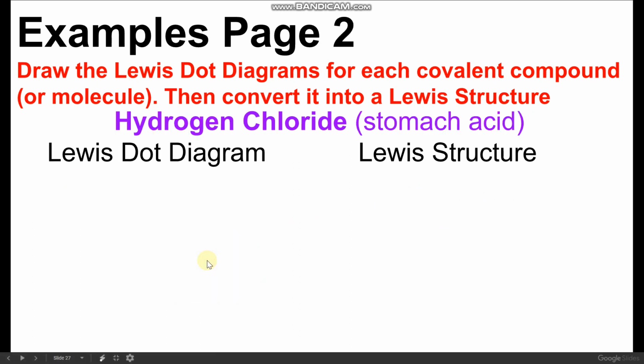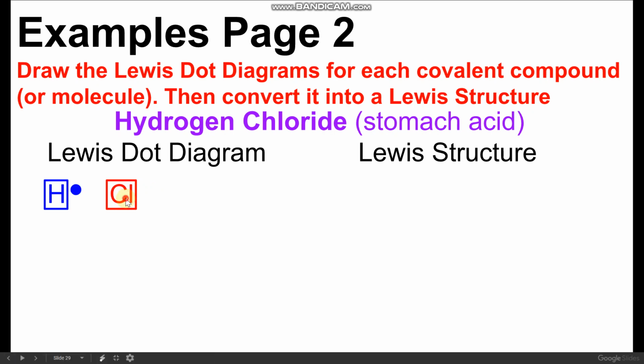Let's do another example. This one is hydrogen chloride. It's also known as hydrochloric acid or stomach acid. Right, this is the acid in your stomach that dissolves your food. And so we're going to have a hydrogen and a chlorine atom.